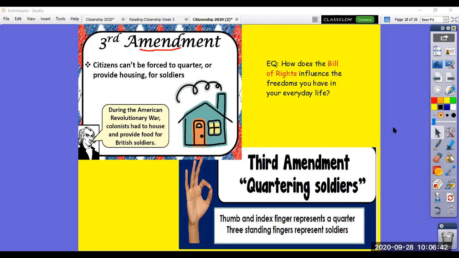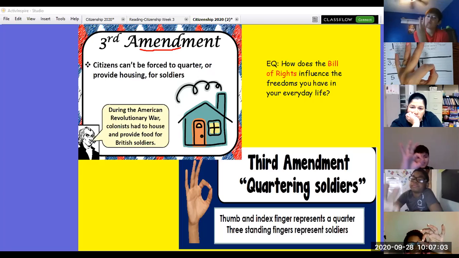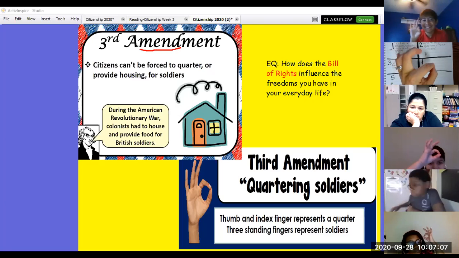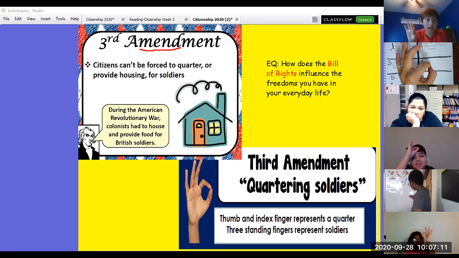And the hand gesture has a little okay sign. The thumb and the index finger represent a quarter, and the 3 standing fingers are the soldiers. They cannot come into your home. Everybody hold that up for me. Very good. The Third Amendment says that citizens do not have to quarter the soldiers. And quarter means to provide housing.